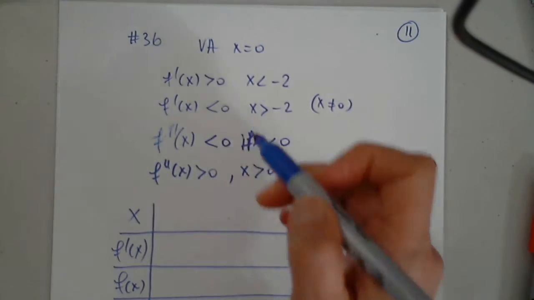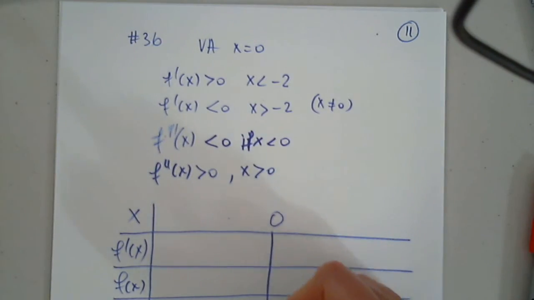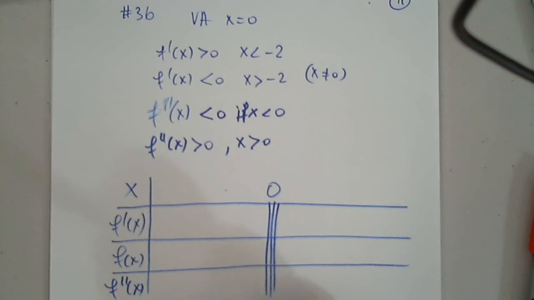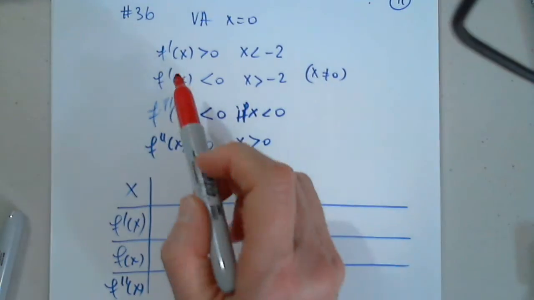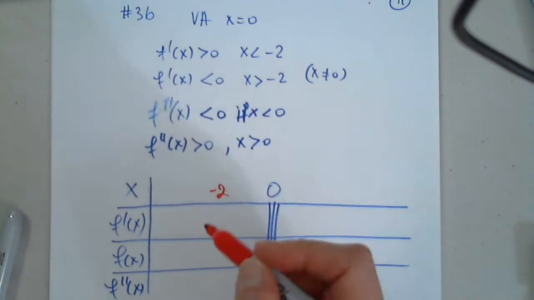Okay, so vertical asymptote at x equals 0. Okay, next, x less than -2. The first derivative is positive for x less than -2.